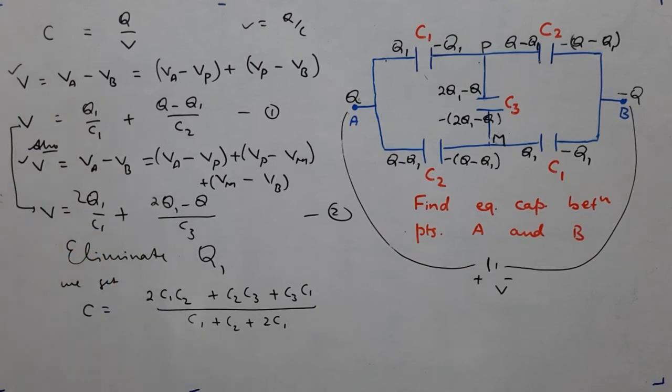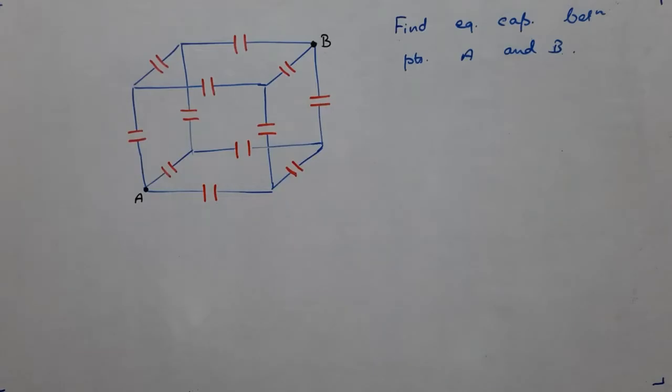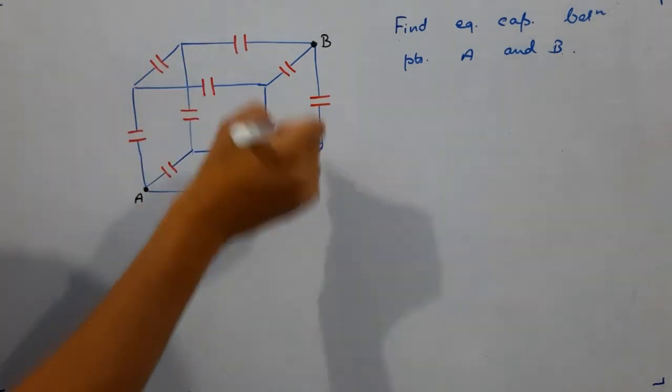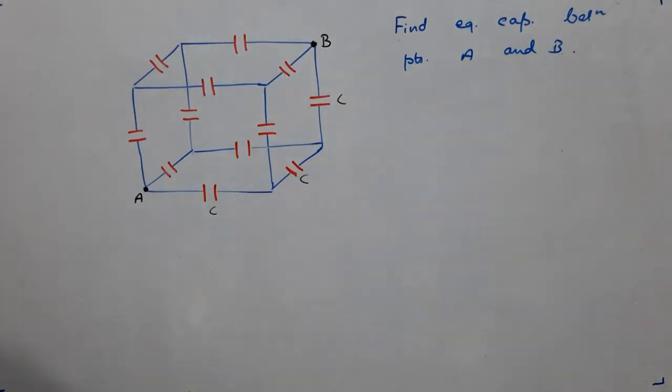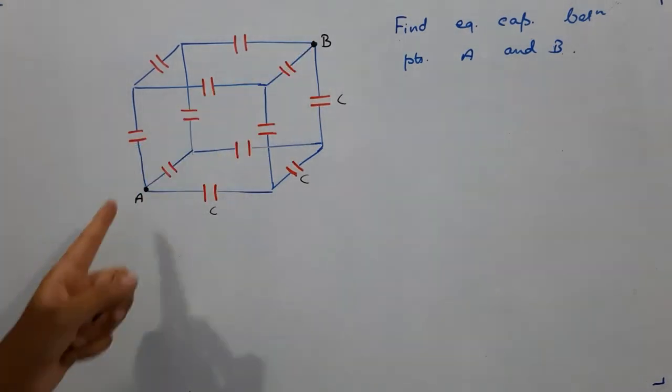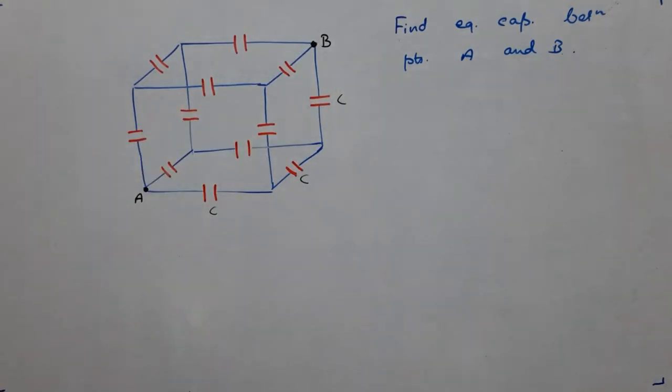Let's do one more interesting question based on finding equivalent capacitance. Here is the next question for you students. Here we can see there is a cubical arrangement and there are 12 capacitors, each of same capacitance C. All the capacitors have same value, that is C. And they are present along the edges of this particular cube. You have to find equivalent capacitance between the diagonally opposite vertices, that is one example is points A and B.